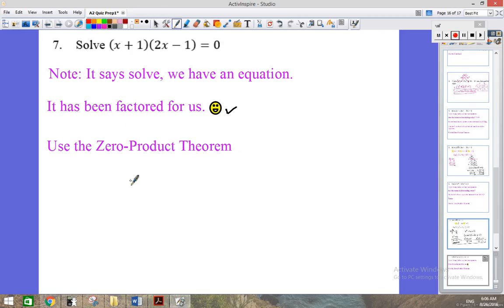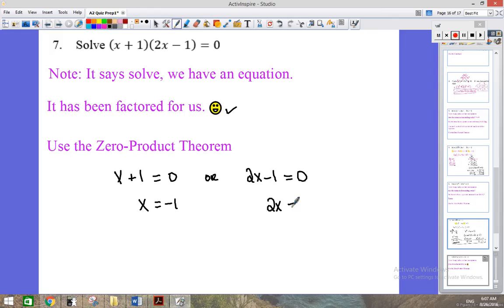This first factor, x plus 1, we said it equals 0. And the second factor, 2x minus 1, we said it equals 0. The opposite of adding 1 is to subtract 1. 0 minus 1 is a negative 1. Here we add 1 to each side.